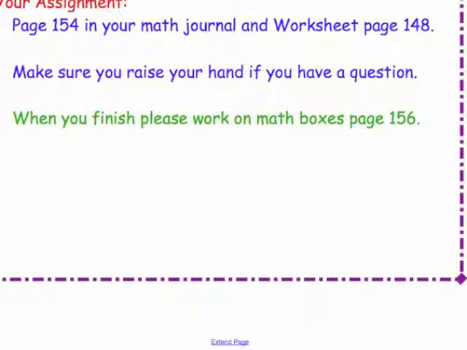Okay. If you have time at the end, I would like you to work on some math boxes. If those division problems at the end take you quite a bit of time, it's fine if you don't get to the math boxes today.